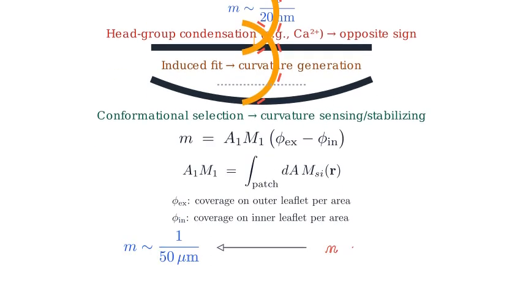The spontaneous curvature spans an enormous range, from the inverse size of giant vesicles, about 1 over 50 micrometers, all the way up to about 1 over 20 nanometers for strongly decorated membranes.